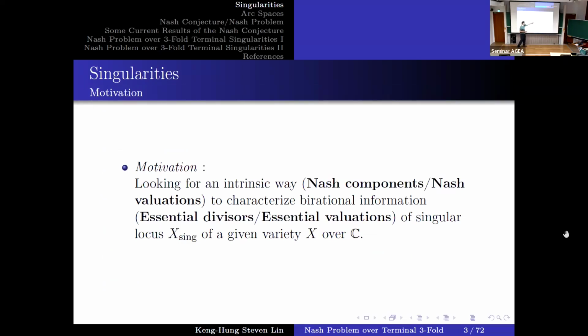They play the role of a birational invariant of the singular points on a variety, which can characterize the singular locus independent of a resolution. Then I will introduce the data used to study essential divisors, essential valuations, called Nash components and Nash valuations. And I will also introduce this data.